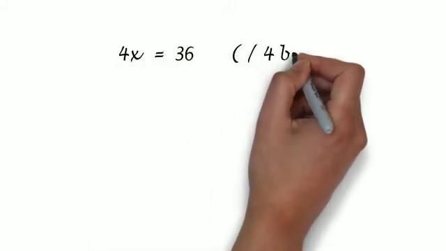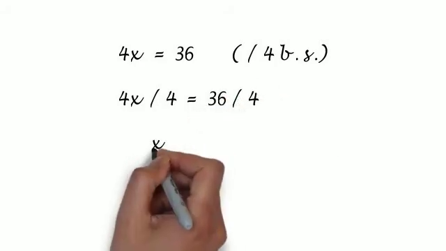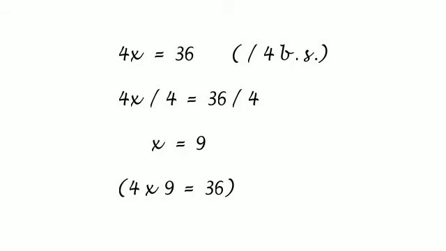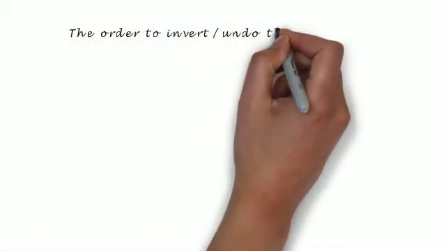Let's look at this one. 4x equals 36. We'll undo the multiplying by dividing by 4 both sides. And we see that that leaves us with x equals 9. So if I substitute x equals 9, 4 times 9 equals 36. So x equals 9 is the solution.